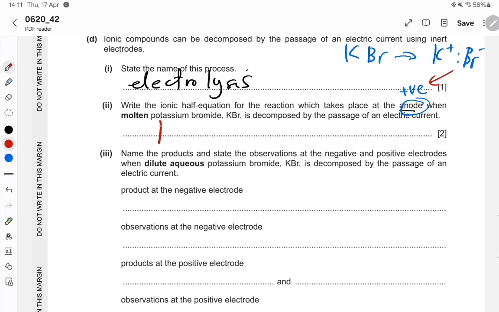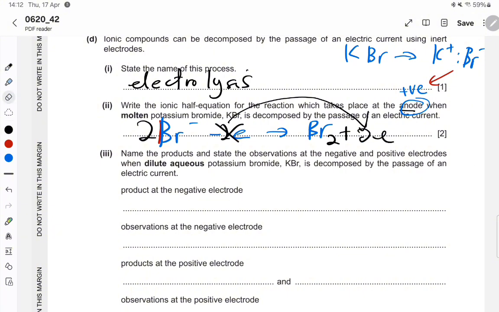So we write bromide loses an electron to form bromine. But we must know that bromine always exists as diatomic molecules. So you must have the 2 there, 2 there, 2 there. And remember, we must never see negative electrons. So we must transfer it to the right. Right? So this is no more. So I'm going to erase that.